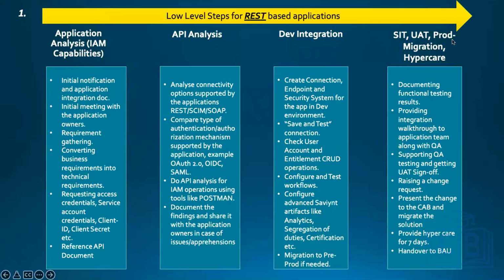And then you have the SIT, UAT, and production migration, followed by hypercare. So basically, system integration testing is what you do. So let's say you have 40 applications onboarded, and now you're onboarding the 41st application.